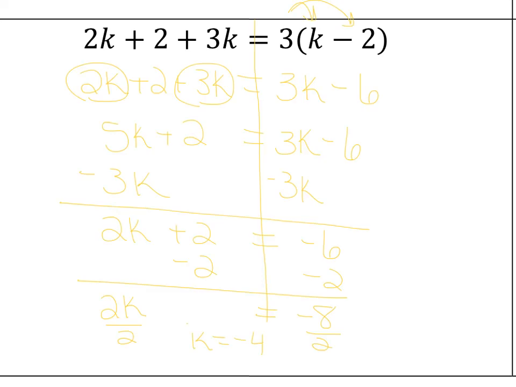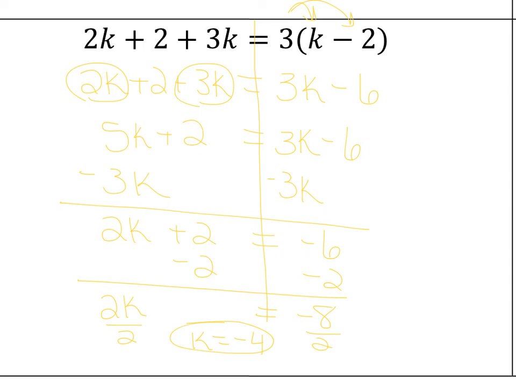All right, so I got k equals negative 4. Is that what you got? Let's check it. I found my equal sign. I looked on the left side, there was no distributive property. I looked on the right side, there was. So 3 times k was 3k. 3 times negative 2 was negative 6. I just copied the left.